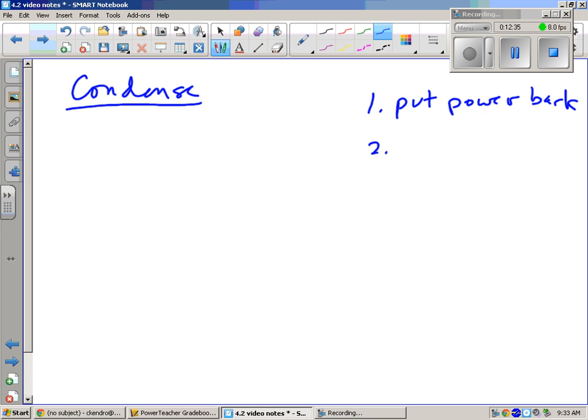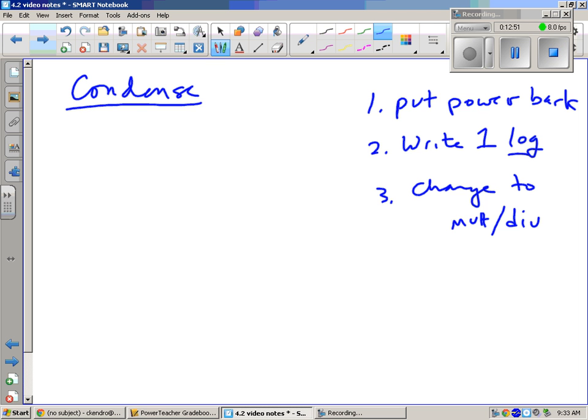The second step would be to write 1 log. So write the word log once. And then the third is to change back to multiplication or division. Okay, so we're working in total reverse order.